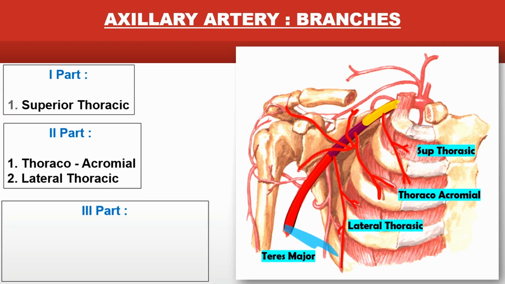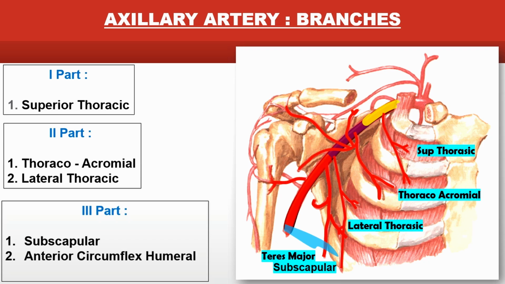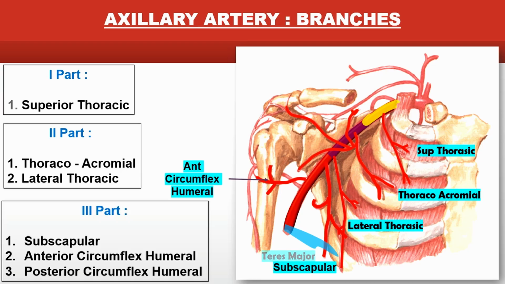The third part has anterior circumflex, posterior circumflex and the subscapular. This branch from the third part winds round the scapula. Here is the attachment of the subscapular branch. Here is your anterior circumflex humeral. This is posterior circumflex humeral. Where does it go? It winds around the surgical neck of the humerus and it forms an anastomosis here. So these are the three branches of the axillary artery.